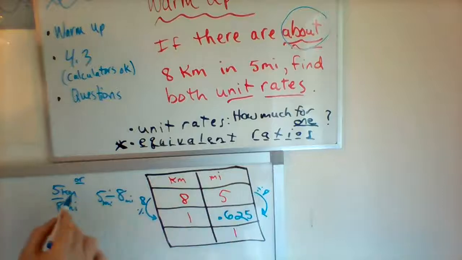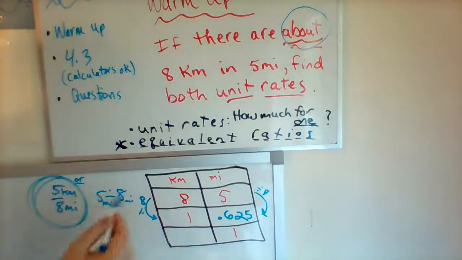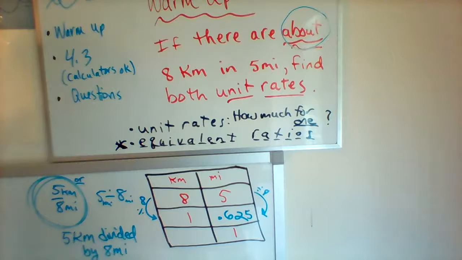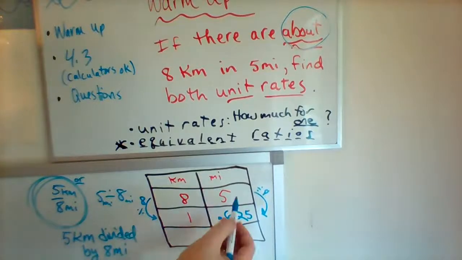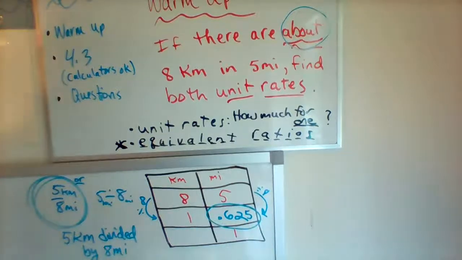So 5 divided by 8, this is correct, right? Well, this is correct too, it's just a different way to write it. So we would say 5 kilometers divided by 8 miles. And that tells us that this is the numerator and that this is the denominator. And if we drew a table, we would be modeling 8 divided by 8 is 1, 5 divided by 8 is actually 0.625. So nice job there. Now I'm ready for this one.